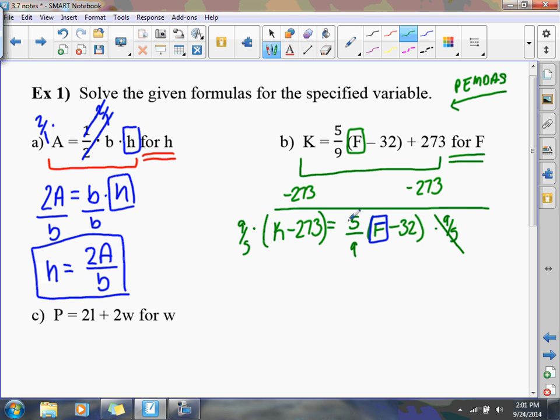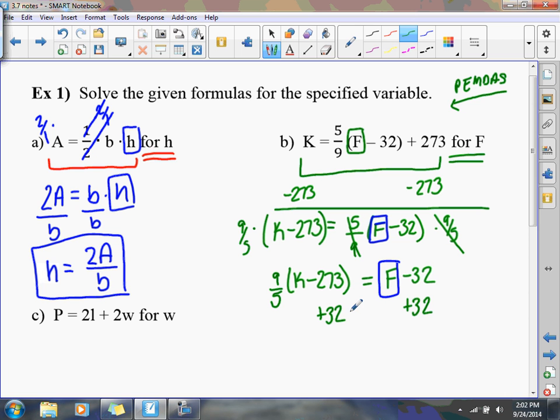So I'm going to put the whole thing in parentheses to show that I want to multiply everything by 9/5. Now really over here, the 9/5 and the 5/9, they cancel. So now I have the F minus 32. So finally, I have that stuff that was in the parentheses by itself. It all popped out. So now I'm still trying to solve for F. I have one last step to do. I just have to add the 32 over to the other side.